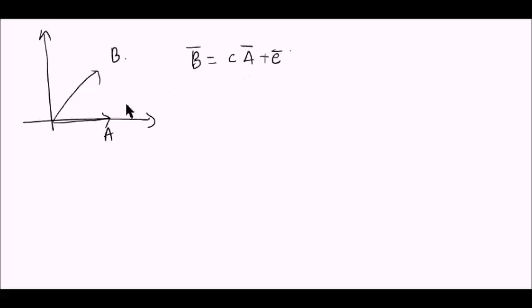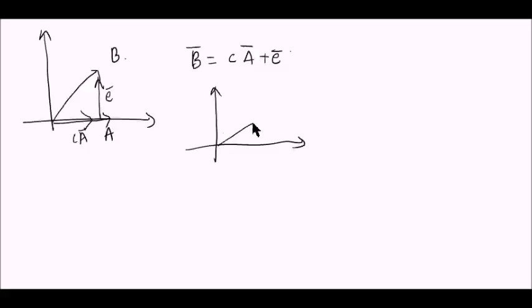So if you take C into A bar, maybe something like this, and E bar will be something like this. So when we add these two, we get B. But there are some possibilities for the direction of E bar. So now I will draw those possible cases.